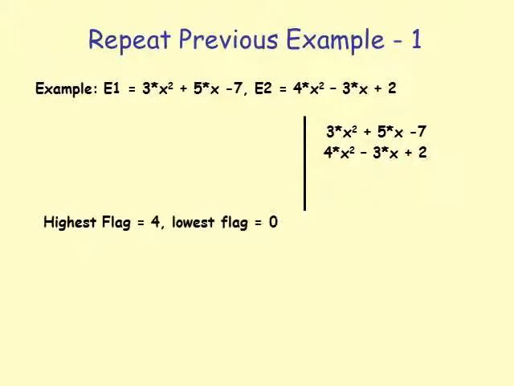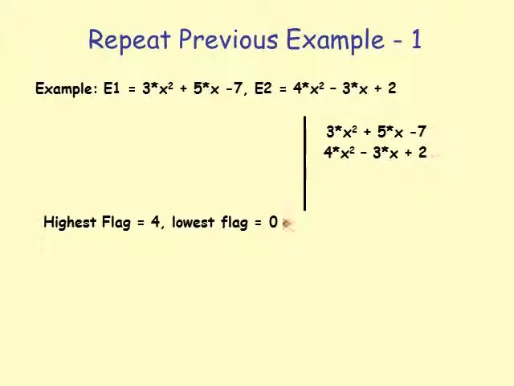Let's continue here. The highest flag value comes from multiplying these two terms. This is a flag value 2 and a flag value 2. 2 plus 2 is 4. The highest flag value is 4. And the lowest flag value comes from multiplying minus 7 and 2, which have flag value 0 here and flag value 0 here.